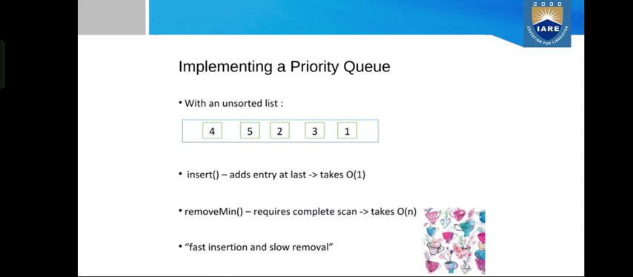Implementing a priority queue with an unsorted list with 4, 5, 2, 3, 1 as elements. Insert adds an entry at the last position and takes big O of 1. RemoveMin requires a complete scan, so the time complexity takes big O of n. In fact, insertion is fast and removal is slow.